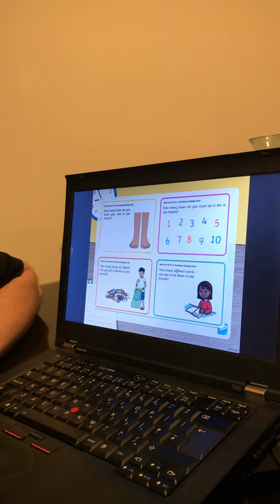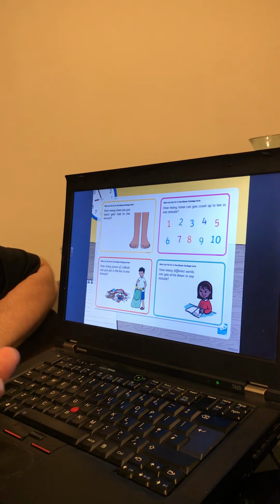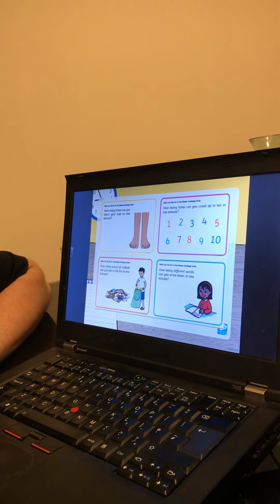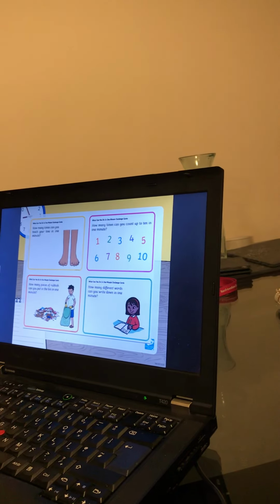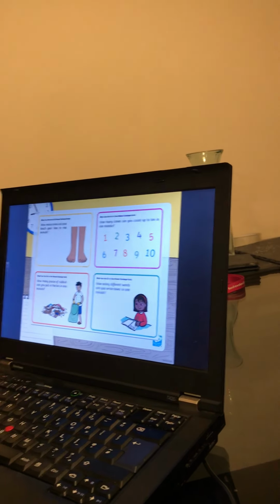So here are my first four. You can either choose to count how many times you can touch your toes in 1 minute. You might need someone to help you time this with either a watch or a clock or a stopwatch if you've got one. Look at how many times you can count up to 10 in 1 minute. How many pieces of rubbish you can put in the bin in 1 minute. Good wee way to tidy a room. How many different words you can write down in 1 minute.